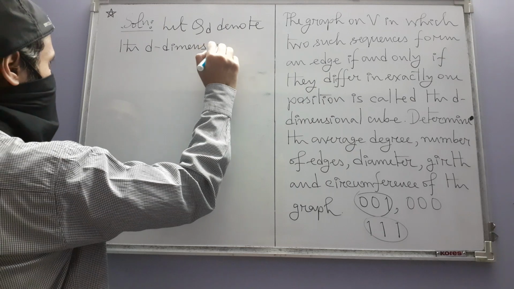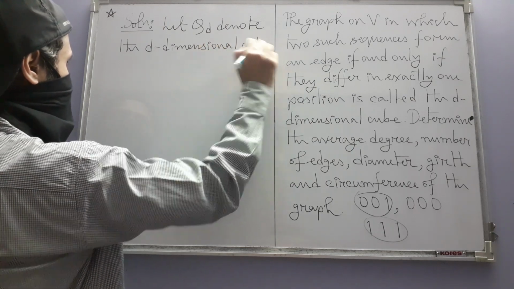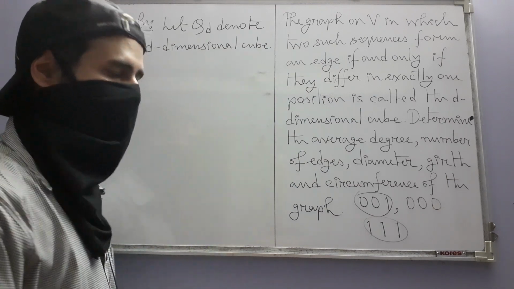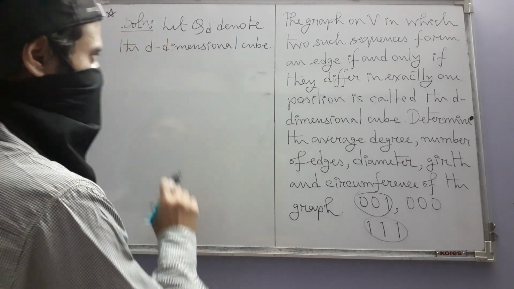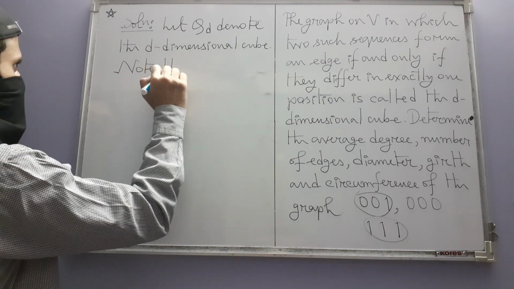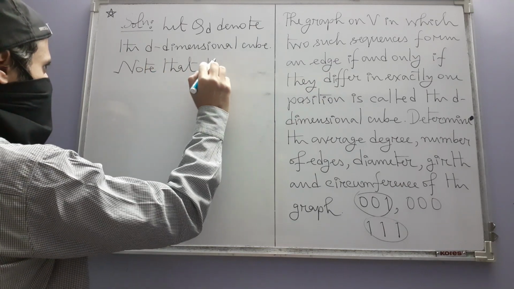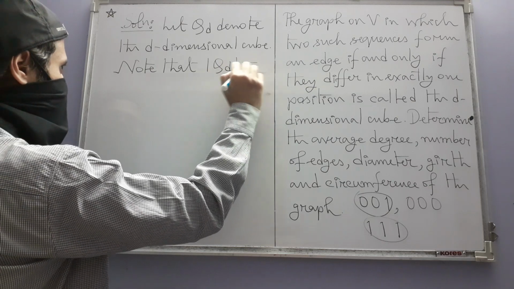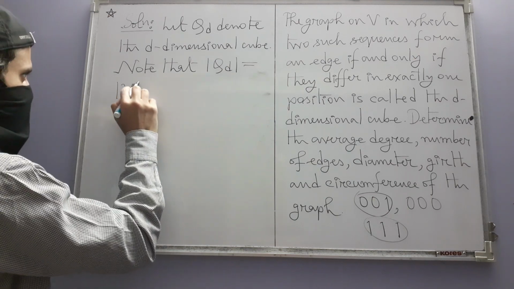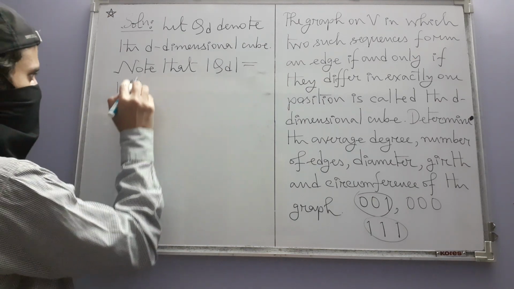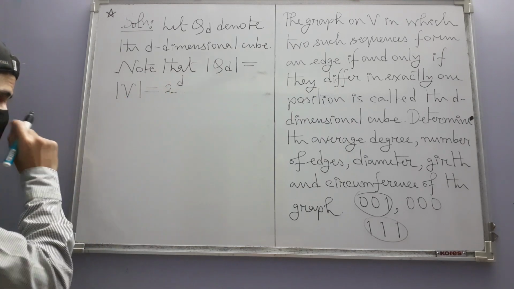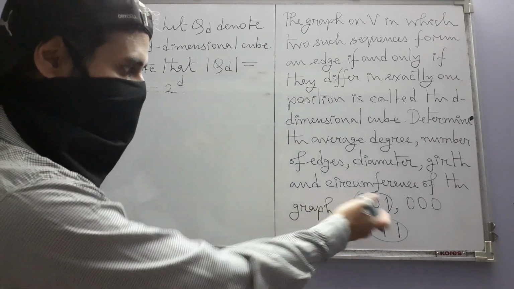So the very first thing we are going to note is the number of vertices in Qd, that is its order. Note that the order of Qd is equal to the number of vertices, which is just simply the cardinality of the set V, that is equal to 2 to the power d. And why are there 2 to the power d number of such sequences?